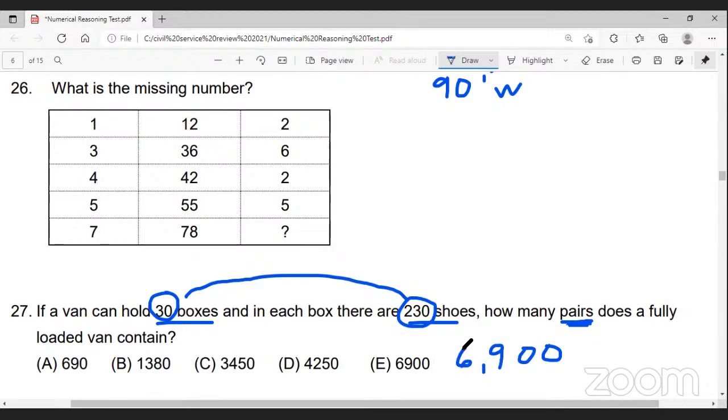6,900. What are you going to do with 6,900? Divide by 2, to get the number of pairs. Correct. So our answer is 3,450. Yes. Okay.